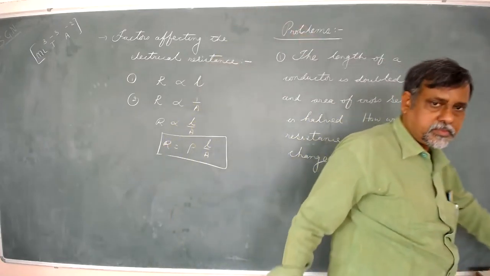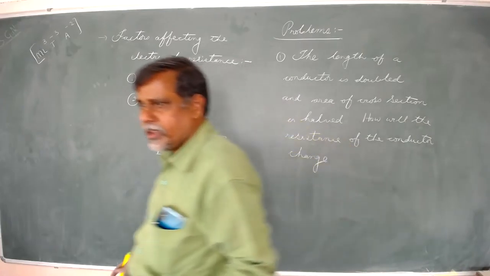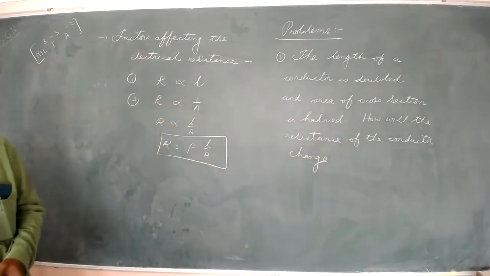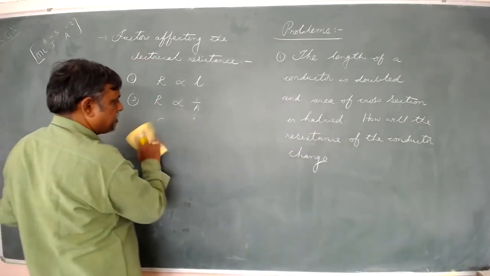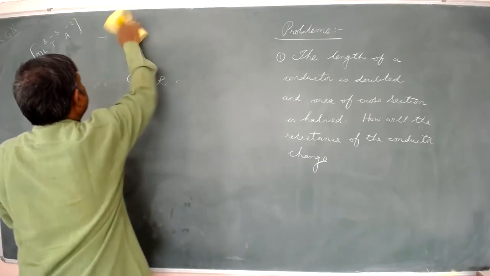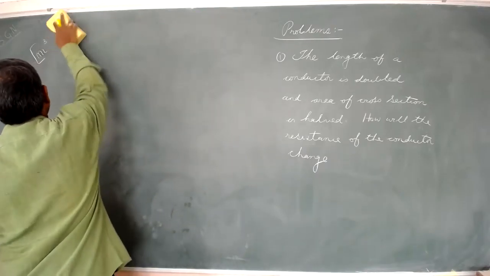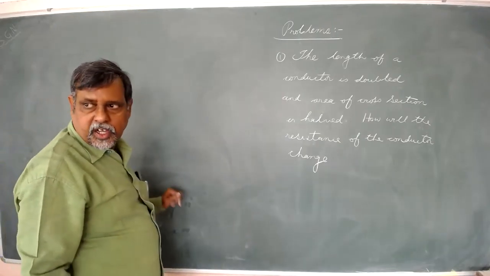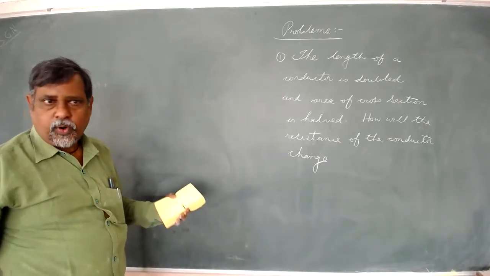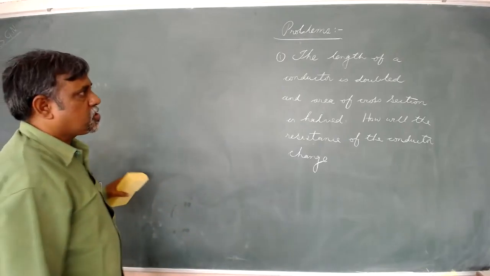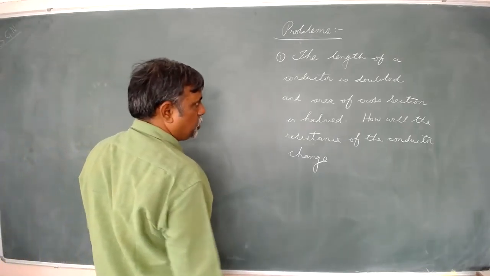Very simple. This is LKG. Now I will improve the standard. How much? 4 times. The resistance increases 4 times, right? So in what way? Let me discuss the solution also.